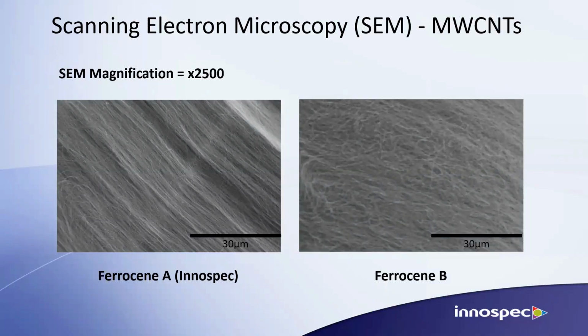So here we've got some SEM imaging at 2,500 times magnification again, which we used to observe the morphology of the multi-walled carbon nanotubes. The SEM images show a difference in the carbon nanotube morphology between the two ferrocene sources. Ferrocene A from INNOSPEC produces multi-walled carbon nanotubes that are straighter, smoother and more aligned in appearance, whilst in contrast the carbon nanotubes produced using ferrocene B have a more disordered structure and appear tangled and less uniform. So this visual SEM comparison supports the previous slide's Raman data that showed ferrocene A produces carbon nanotubes with fewer defects and a higher graphitic order compared to that of ferrocene B.